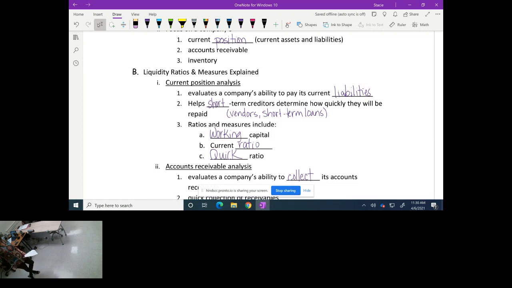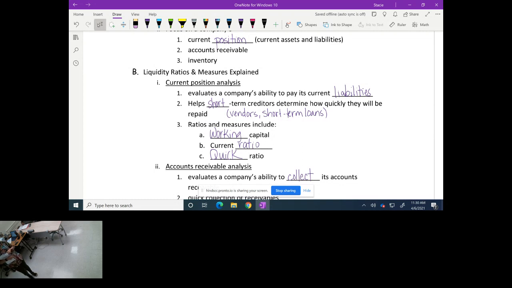All right, so current position analysis is going to tell the company's ability to pay its current liabilities. So what's a current liability? Give me an example. Accounts payable. That's probably the biggest one, or any kind of accrued expenses. But accounts payable is the most prevalent. Wages payable, stuff like that. Yeah, wages payable.